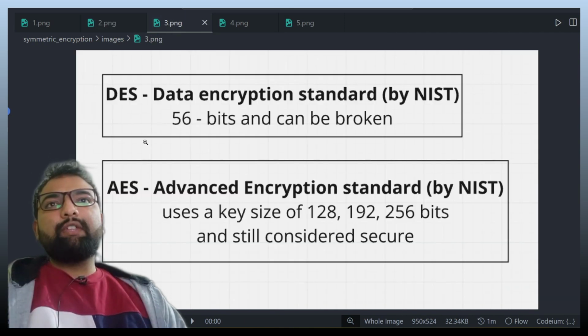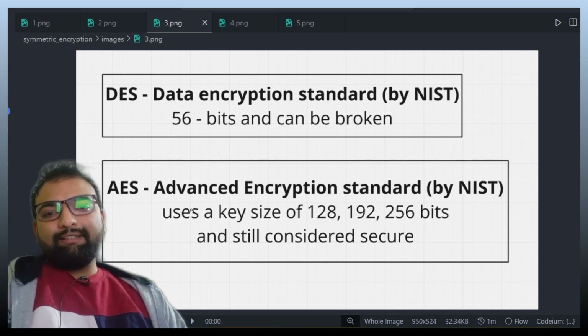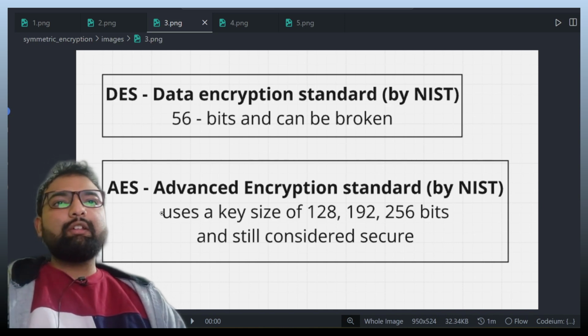Here we have two encryption algorithms. First is DES, Data Encryption Standard by NIST. This is the old encryption standard that has been broken. It uses 56 bits. The new one is AES, Advanced Encryption Standard. This is the one we currently use, and it is still considered secure. We use key sizes of 128, 192, 256. Mostly we use 256 for better security. 128 gives a little bit better speed than 256, but we are looking more at the security side.